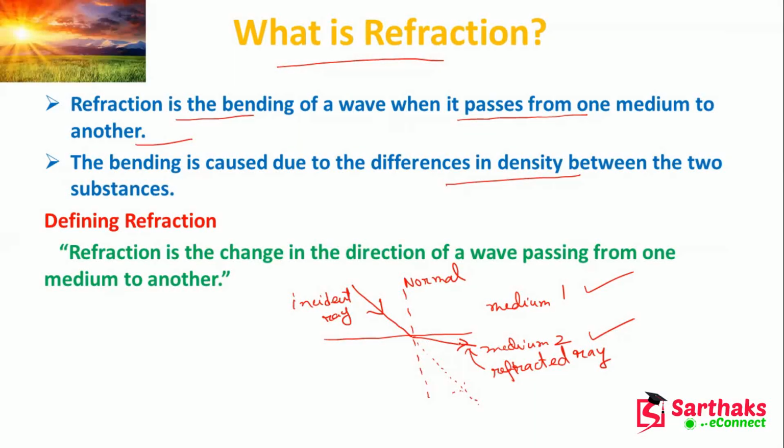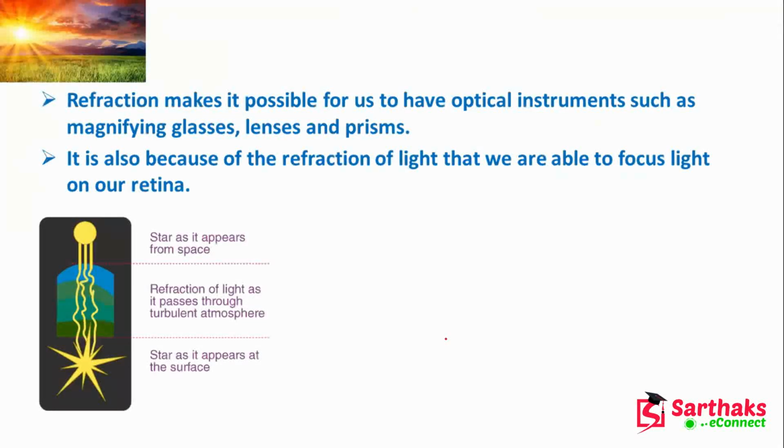So it has changed the path, the direction. Refraction is the change in the direction of a wave passing from one medium to another. Now, refraction makes it possible for us to have optical instruments such as magnifying glasses, lenses, and prisms.